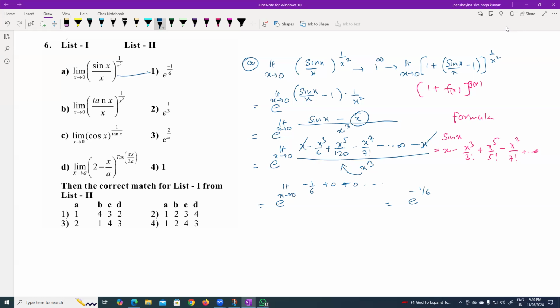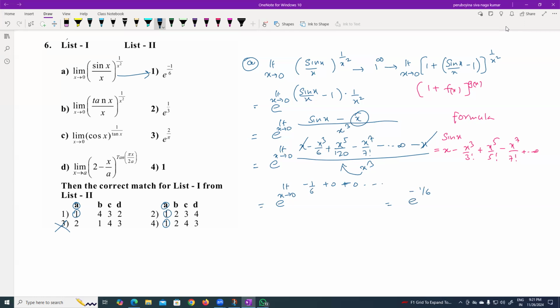So the first one is connected with the first option. Please check which one shows a and 1. All these options are showing e and 1, so the third option is incorrect. Okay. Next, we will solve the next problem.